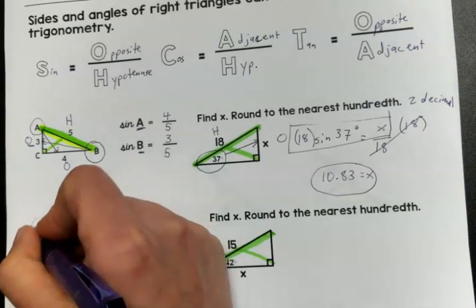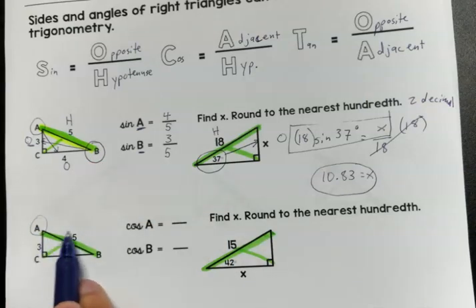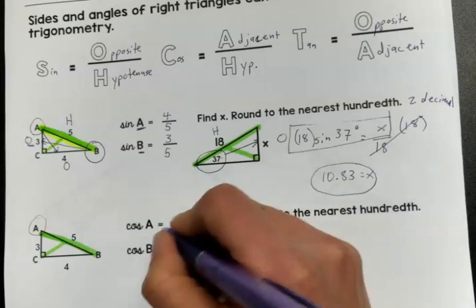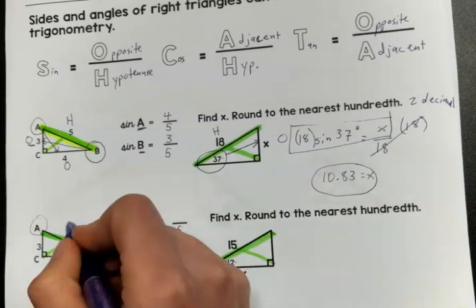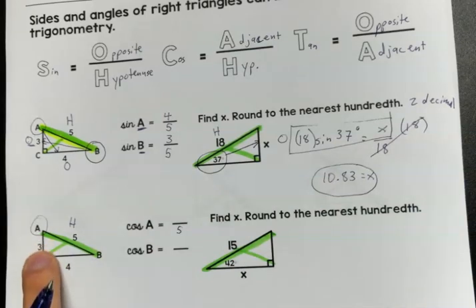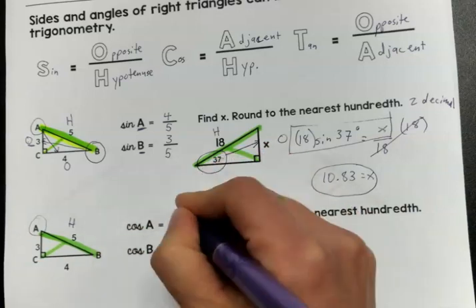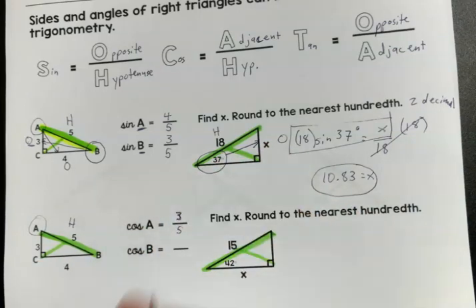So here's my angle A. What's touching my angle A? Well, I have 2 options. I have my 5 and my 3. But my 5 has a special name. That 5, I highlighted in green, that's my hypotenuse. That goes on the bottom. So the side that's not the hypotenuse, that's the adjacent side. That's touching my angle A. So 3 over 5. Cosine of A is 3 over 5.